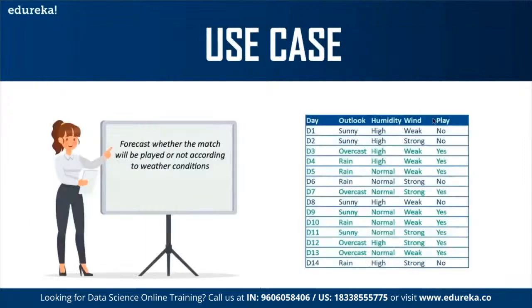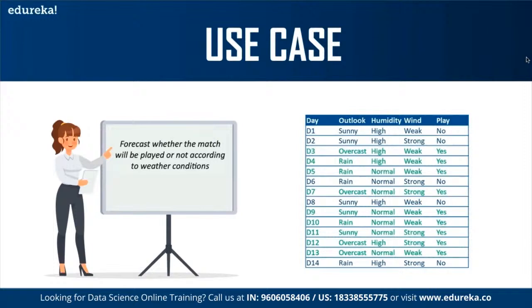All right, in case we are all clear on whatever we have discussed so far, let's understand a small use case. For example, forecast whether the game will be played or not according to the weather conditions. Based on the previous data we have acquired from outlook, humidity, wind, and whether we should be able to play or not, these are different data sets provided here, and now we can predict the actual weather in the best possible manner.